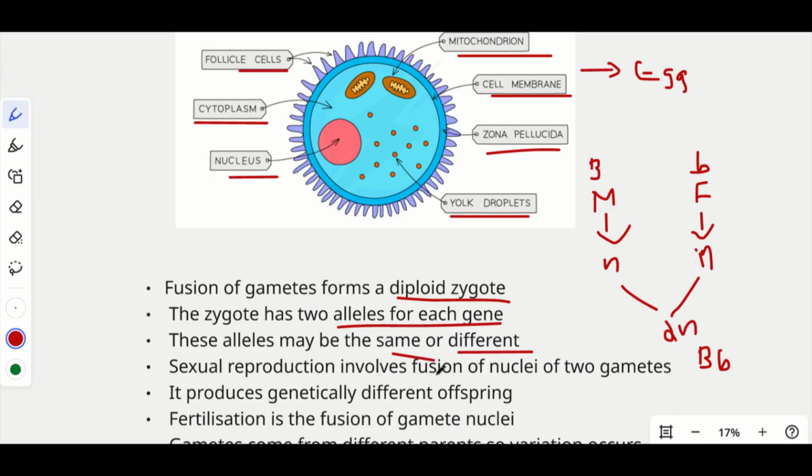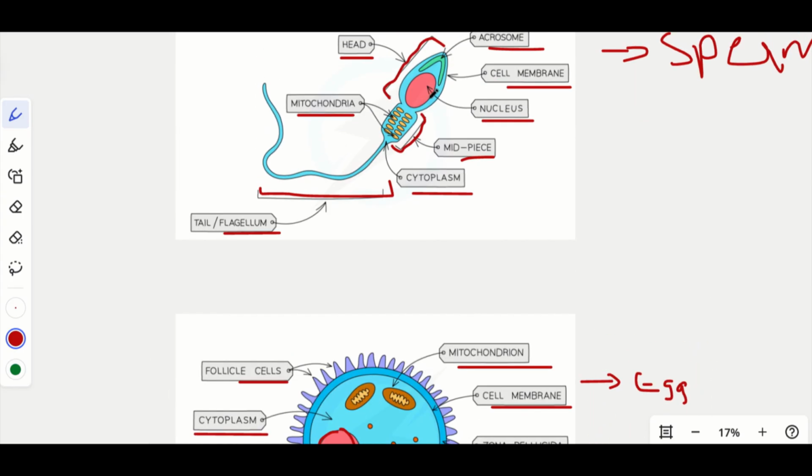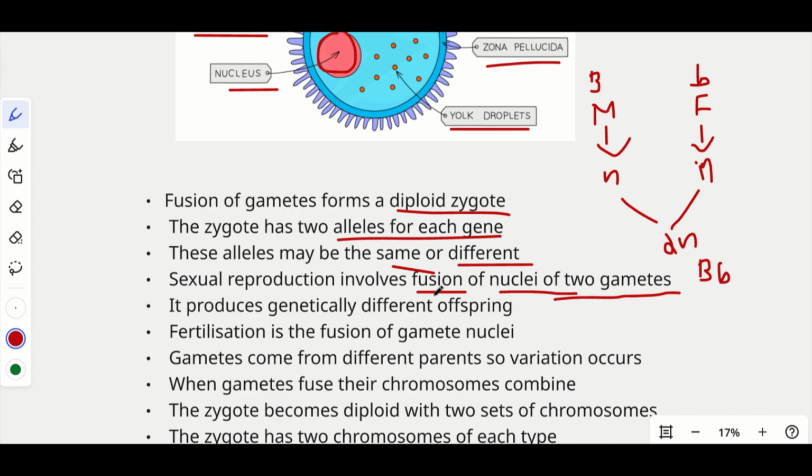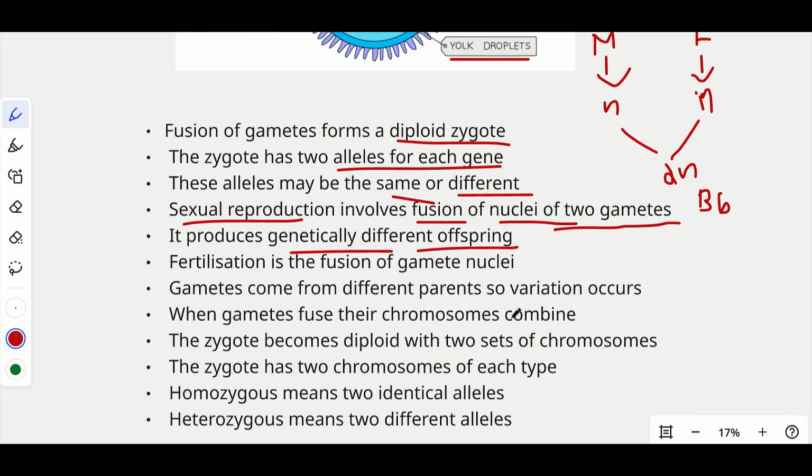So sexual reproduction involves fusion of nuclei of two gametes. You can see we have the nucleus for the egg cell and also a nucleus for the sperm, right? So both of these nuclei will be fusing at the time of sexual reproduction. It produces genetically different offspring. If you have siblings, even though the parents are the same, you and your siblings may not look 100% similar, right? You will have your own differences. That is because of this genetic distribution.